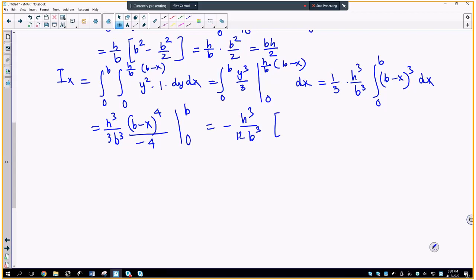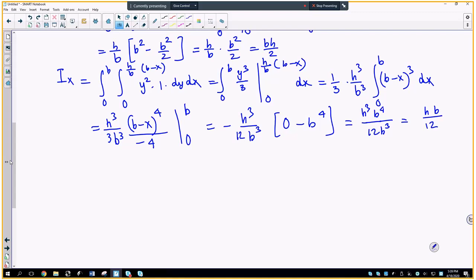And then, as I said, put x equal to b, you get b minus b, 0 to the power 4, 0. When you put x equal to 0, you get minus b to the power 4. So eventually, minus times minus is a plus, I'm going to get h cubed b to the power 4 over 12b cubed, which after simplification will give you hb over 12. So that's the moment of inertia with respect to the x-axis.